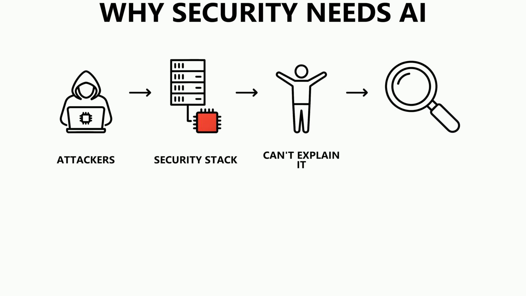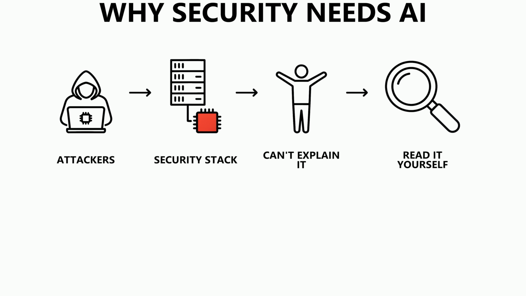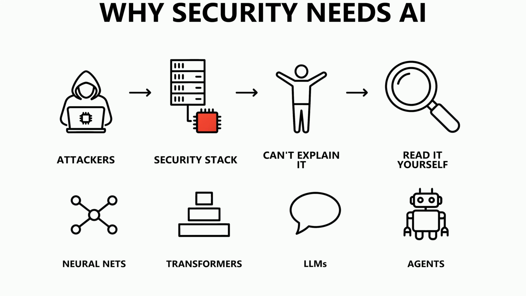That's why a security channel is teaching AI from the ground up, not as data science, but as the substrate security now runs on. By the end, you'll read an architecture, say what a model can and cannot do, and spot a vendor claim that doesn't hold. We build it in order: neural networks, transformers, large language models, and finally AI agents.